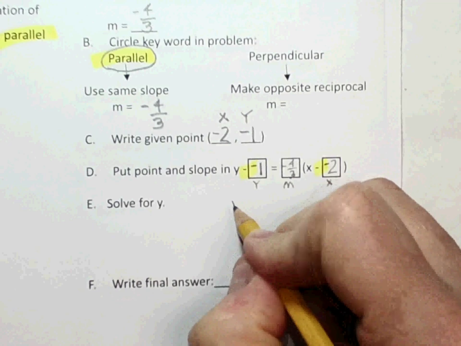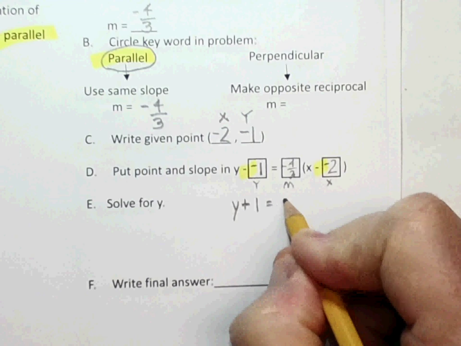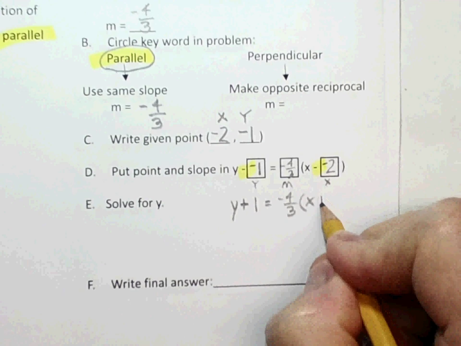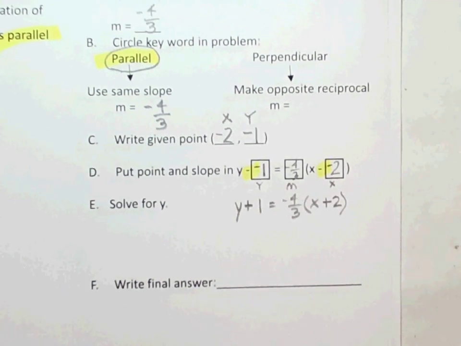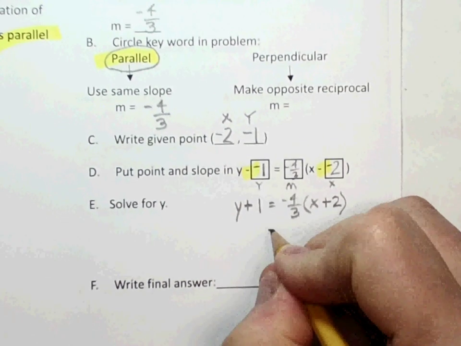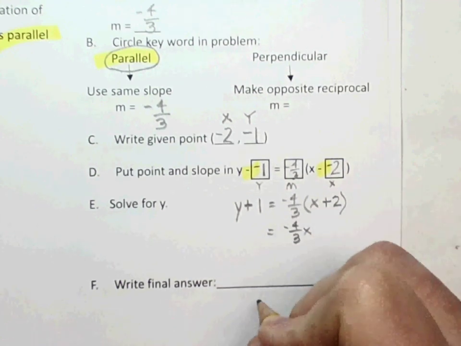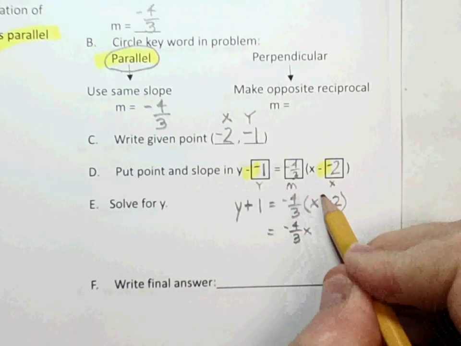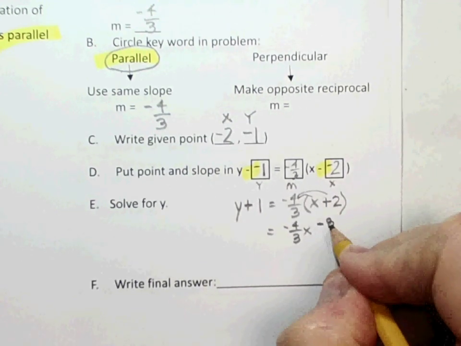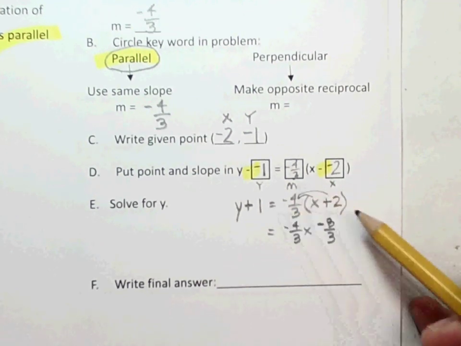So I'm going to do that first. This becomes y plus 1. Again, subtracting a negative is adding. And we've got -4/3, parentheses, same situation, subtracting a negative is adding a positive. Now we distribute. And we move the 1, and we're done. So multiplying -4/3 times x is -4/3 x, and -4/3 times 2 is going to be a -8/3. And if you can't do that mentally, you need to use your calculator.